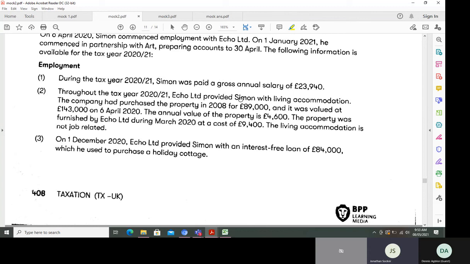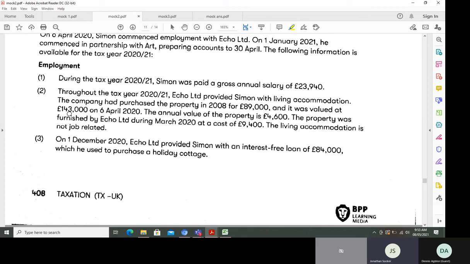The question now is, do we use the original cost of 89,000 to calculate the additional benefit, or do we use the 143,000? We use the market value when the interval between the date of purchase of the accommodation and the date it was provided to the employee is more than 6 years. This was purchased in 2008 and given to the employee in 2020, so the interval is more than 6 years. So we cannot use the historical cost. We'll use the market value to do the additional benefit computation.